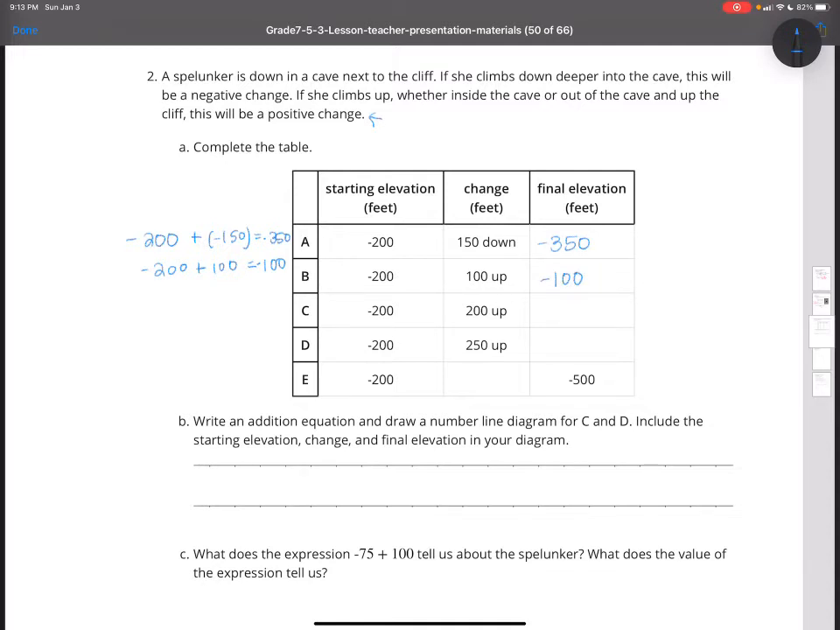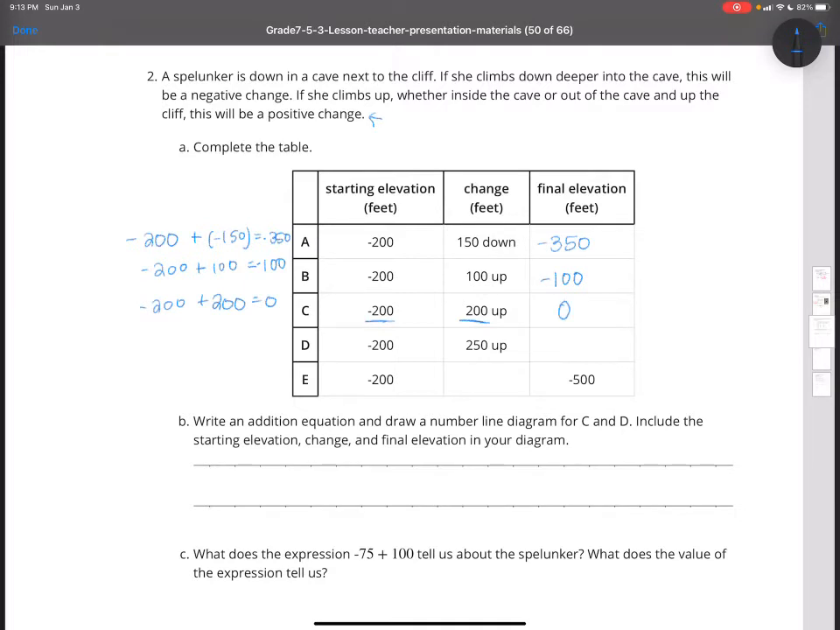Okay? Now for part C, just like we discussed in our warm-up and like we discussed in number 1, right? Whenever they're the same distance away from 0, they cancel out. So negative 200 plus 200 will equal 0.